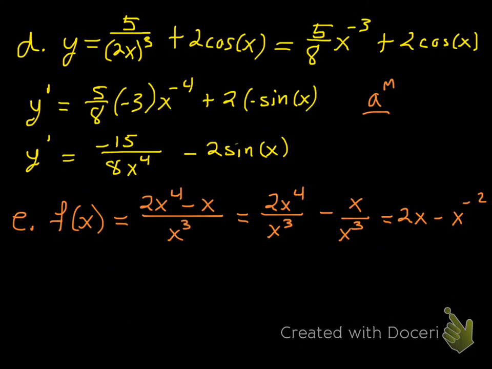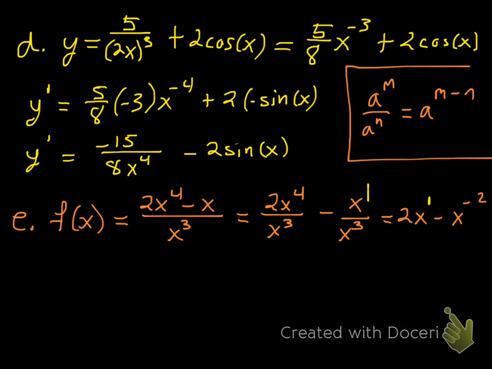Instead of writing 1 over x squared, 1 over x squared is the same thing as x to the minus 2. And if you recall, when I'm dividing like bases, I subtract the exponents. That's another way we can think of it here. The 4 minus 3 was just the 1 here. And then, let's see, 1 minus 3 is negative 2. So there was another way of thinking about that.